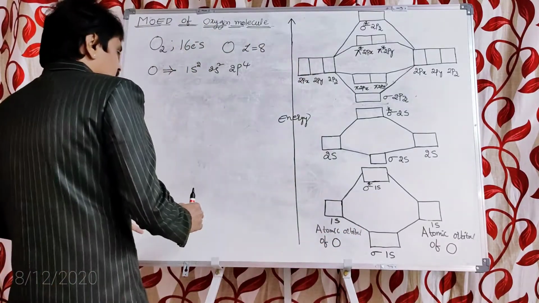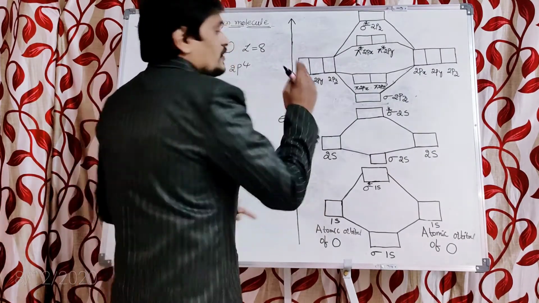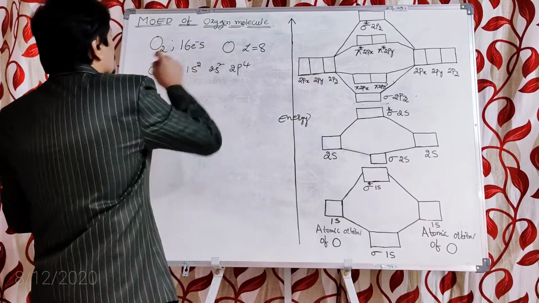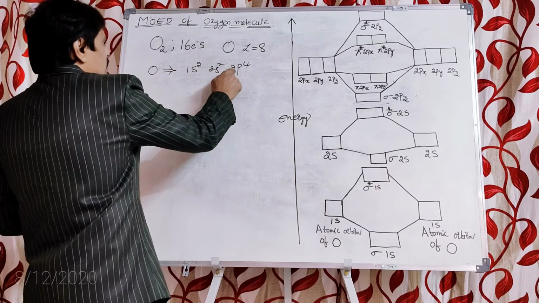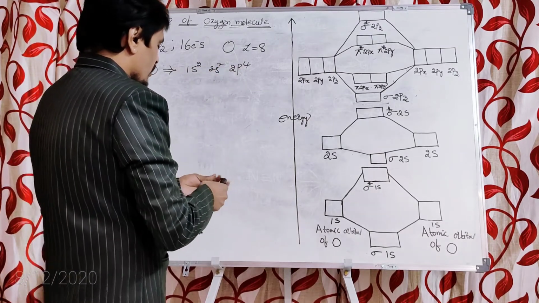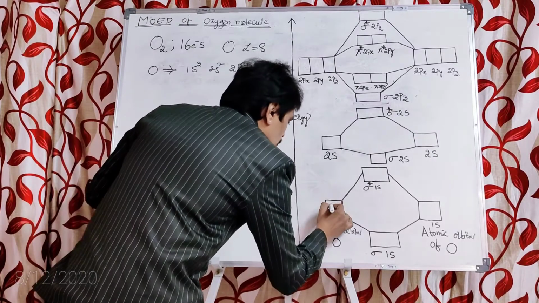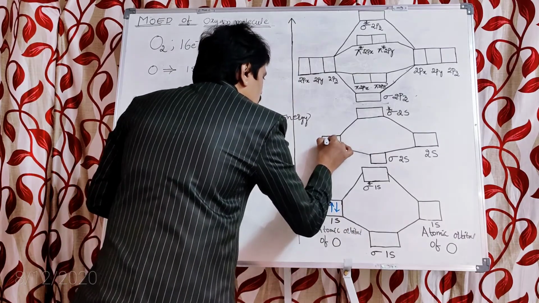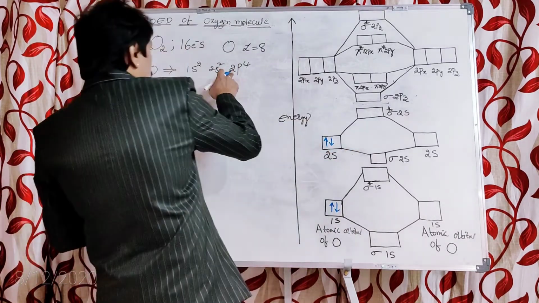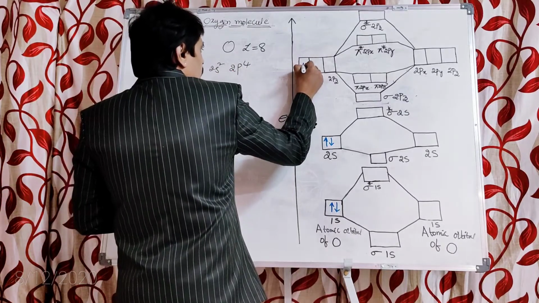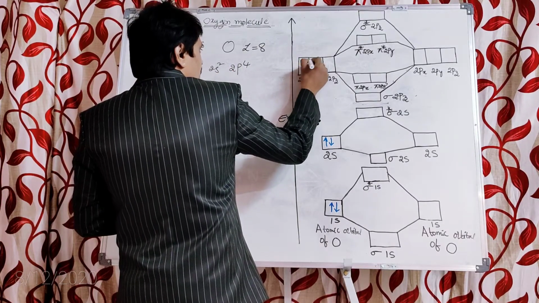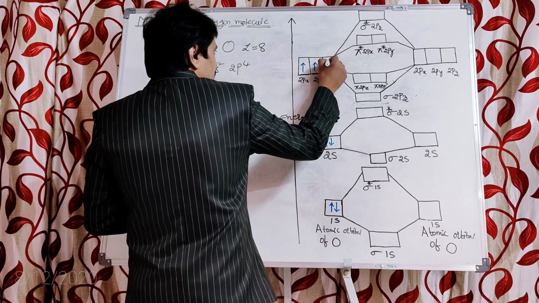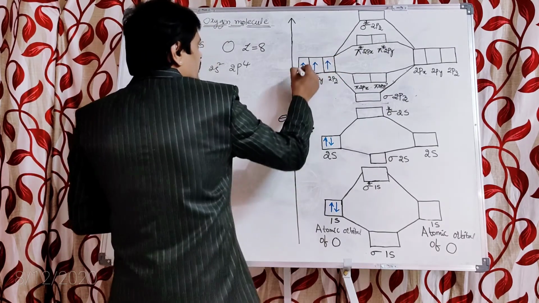Now let us fill the electrons in the atomic orbitals. How many electrons are a part of 1s? 2 electrons. 2s, 2 electrons, and 2p, 4 electrons. The electron filling depends upon three rules: Aufbau rule, Pauli's exclusion principle, and Hund's rule. Accordingly, you have to fill the electrons.